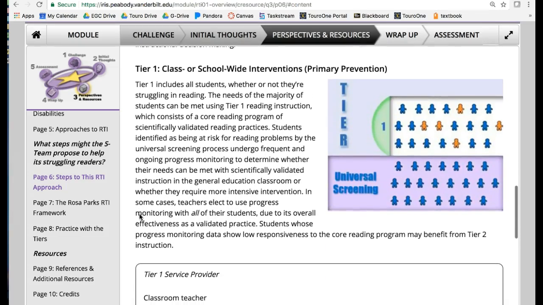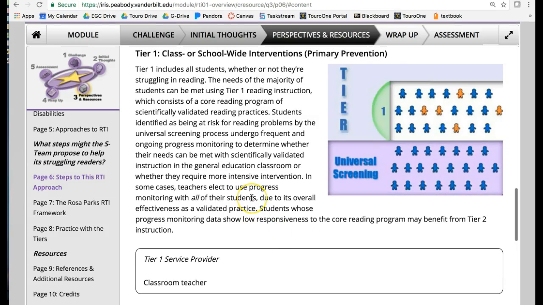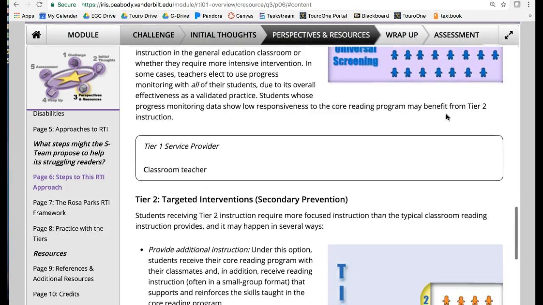So here we go. We've got the Tier 1. So they finished the universal screening and now they've moved into Tier 1. And the classroom teacher is then going to do good teaching of reading, so using evidence-based practices to all of the students. So you can see that all the students, including the struggling readers, are all learning the exact same thing.